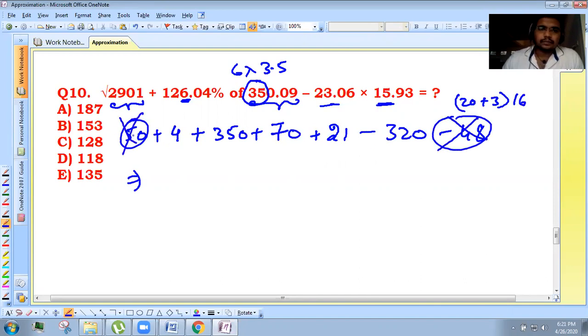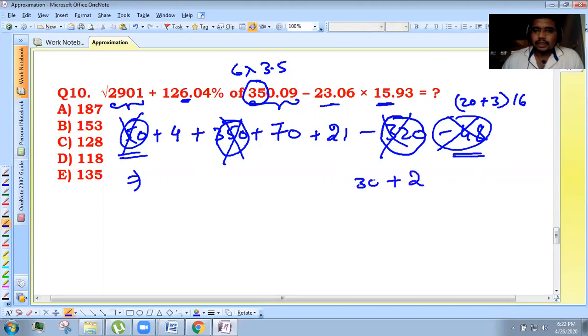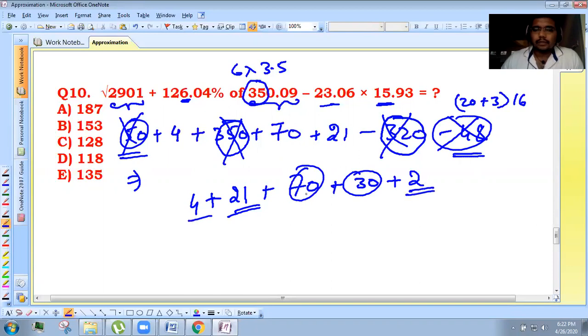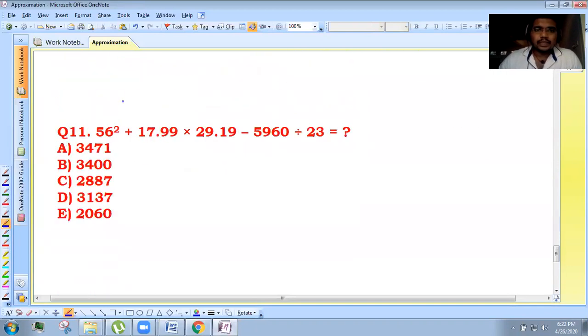So this is 50 and 48, cancel. 350 and 320, 30 is remaining. Of course, here 2 also remains. 50 minus 48 is 2 remaining, plus 30 remaining, plus 70 remaining, plus 21 plus 4. These are the values you have to add up. 70, 30, 100, 121, 4, 125 plus 2, 127. Then the answer is C. I hope you understand.